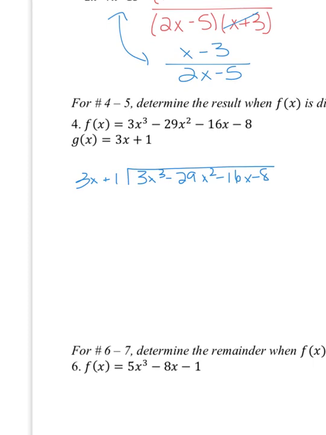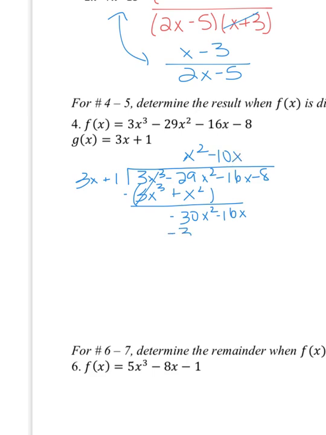So 3x to the third divided by 3x is x squared. I multiply that by the 3x plus 1. That gives me 3x to the third plus x squared. I put this in parentheses and I subtract. 3 minus 3 cancels. Negative 29 minus 1 is negative 30 x squared, and the negative 16 x gets brought down. So now I do negative 30 x squared divided by 3x, and I get negative 10x.